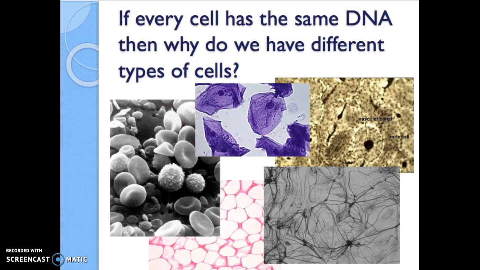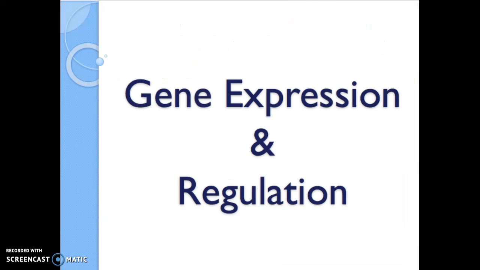If all cells have the same DNA, then how do we end up with all these different types of cells? And we know that these differentiate. So here are some examples of a cheek cell, some nerve cells, and some red blood cells with white blood cells. We've got all these different types of cells that make up our very complex bodies, body systems, and tissues. If every cell has that same DNA, how do we end up with different types? That's really due to gene expression and regulation, certain genes being switched on and off.